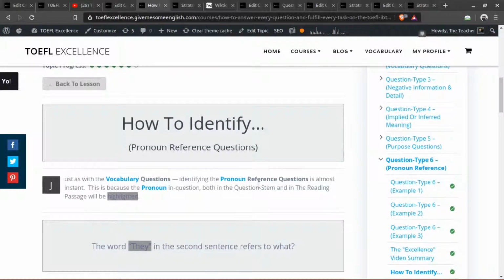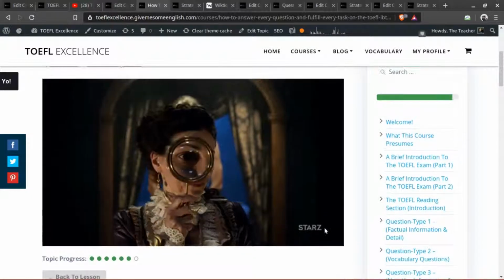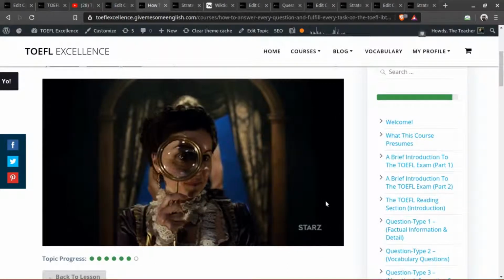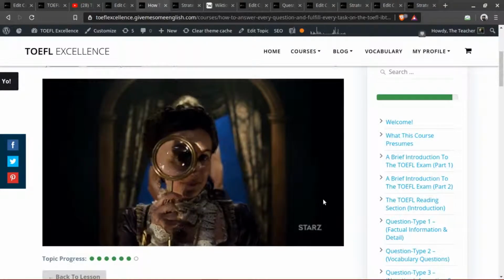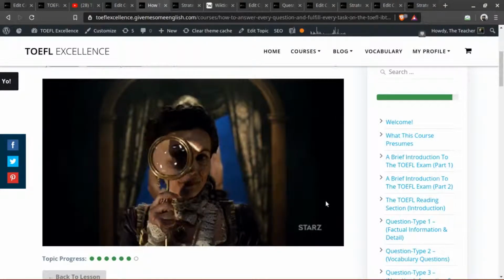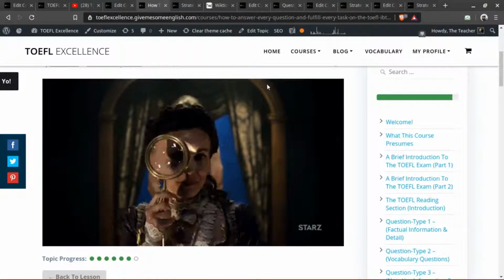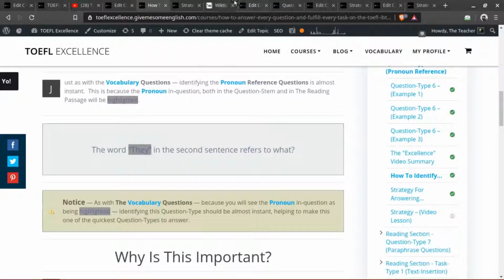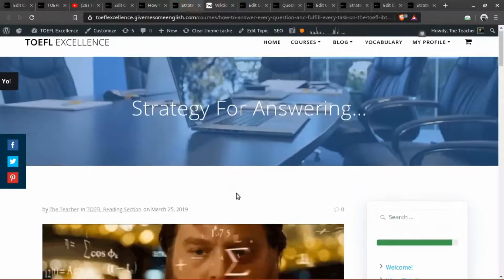All right, welcome back. Now we are on the pronoun reference questions. As you remember from the summary video, this is the one question that should take you the least amount of time and should be the least amount of difficulty. First, we'll deal with how to identify them. Well, that's easy. The word is highlighted in the question stem, and it's also highlighted in the reading passage.